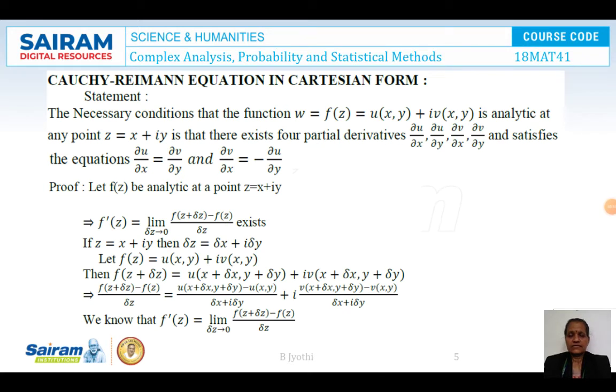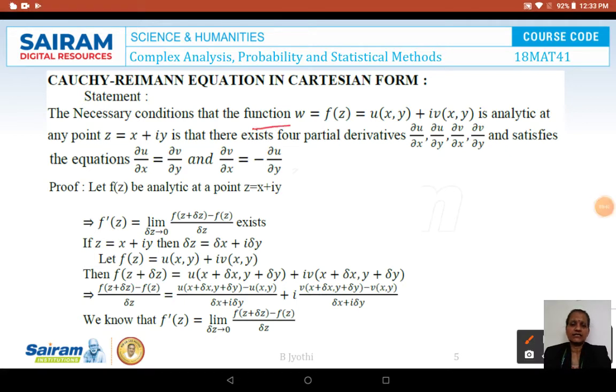Next are the CR equations, in short, or Cauchy-Riemann equations in the Cartesian form. The statement says that the necessary conditions for the function w equals f of z as u of x, y plus i v of x, y to be analytic at any point z as x plus iy are that there exist four first order partial derivatives, dou u by dou x, dou u by dou y, dou v by dou x and dou v by dou y, and they also satisfy the equations dou u by dou x is dou v by dou y and dou v by dou x is minus dou u by dou y.